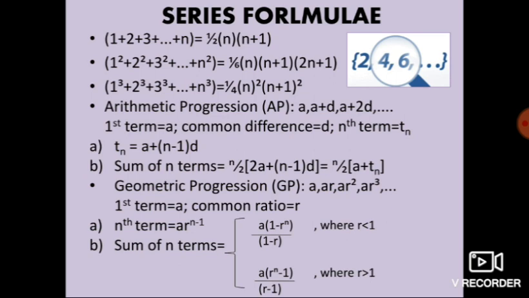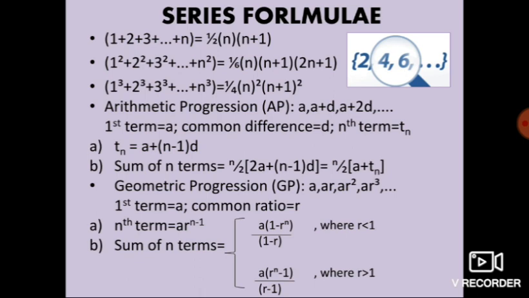Same way for the cubes. 1 cube plus 2 cube plus 3 cube plus etc. up to n cube will be 1 by 4 of n square into n plus 1 whole square, which is the whole square of the first formula. So you can find such shortcuts to learn it.